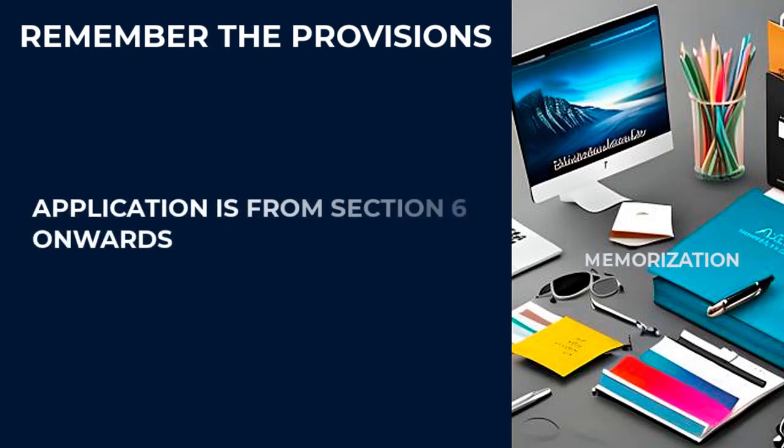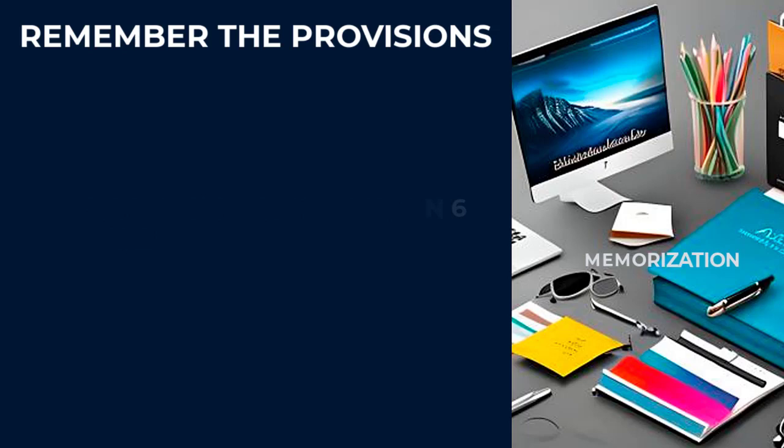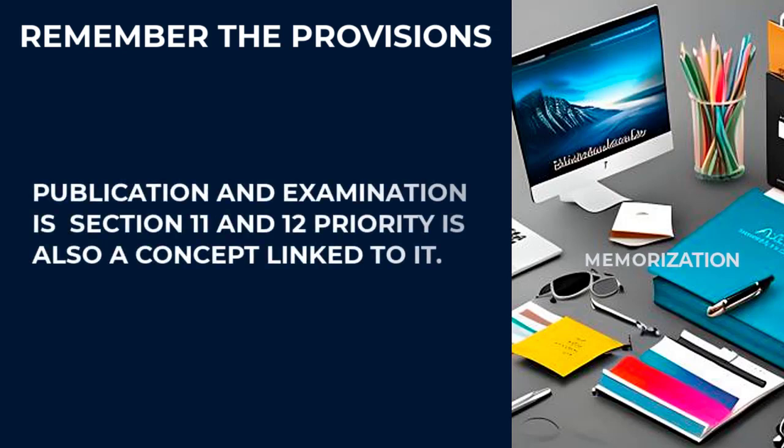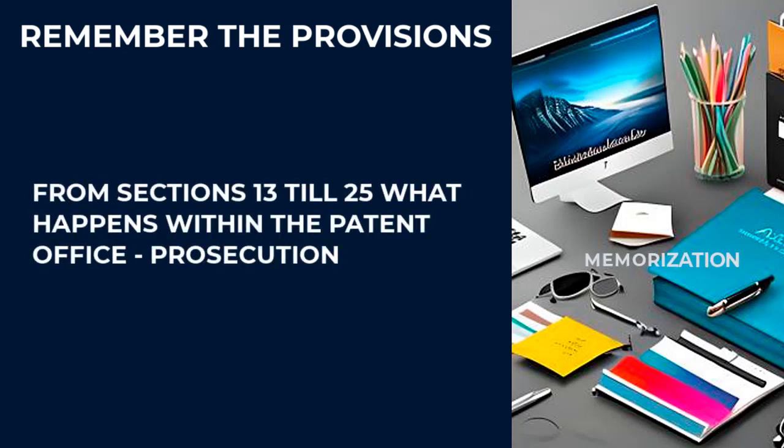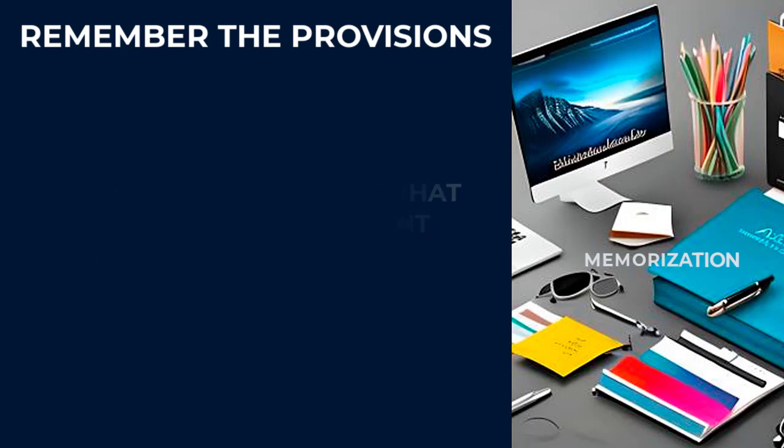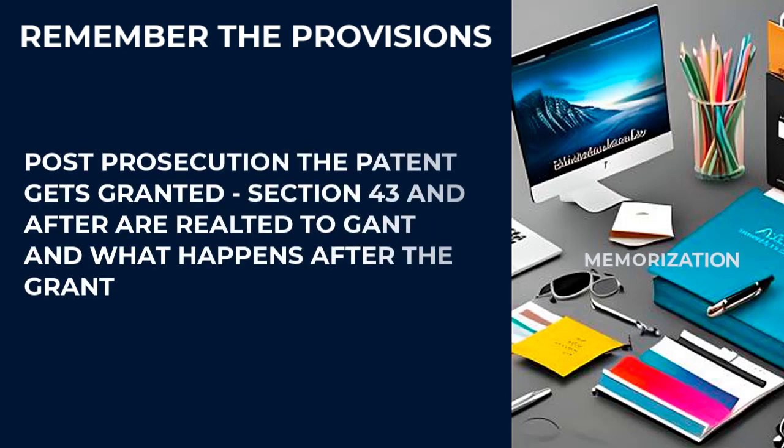Now, application is around section 6 onwards. Once you file an application, then examination and publication, and examination is sections 11 and 12. And priority is also a concept linked to it. Then what happens from 13 till 25 is what happens within the patent office, what we call prosecution. Post-prosecution, the patent gets granted. So section 43 and all the provisions are related to the grant, and soon after the grant.